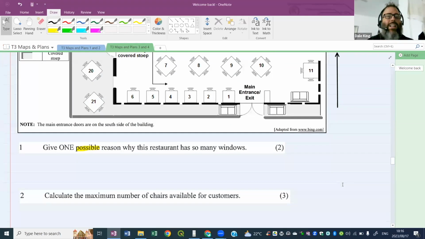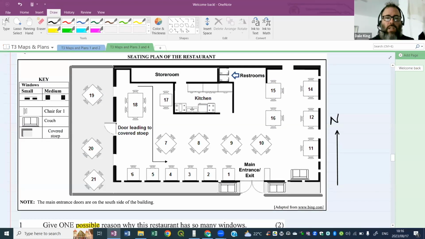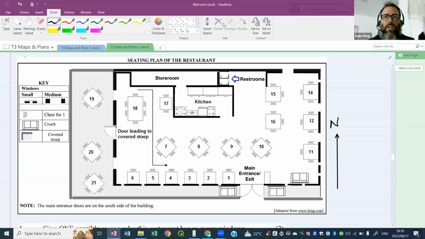Here we go. Calculate. All right, guys, this is different. When they say calculate, we've got to get an answer now, which is either going to be right or wrong. Calculate the maximum number of chairs available for customers. Yes, Tando, for fire protection. Exactly.